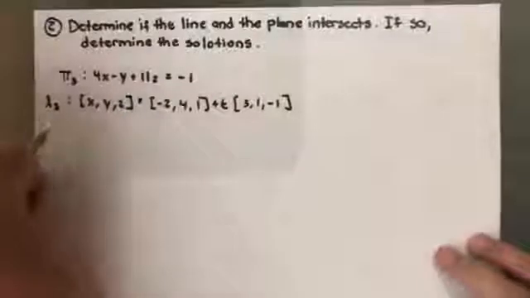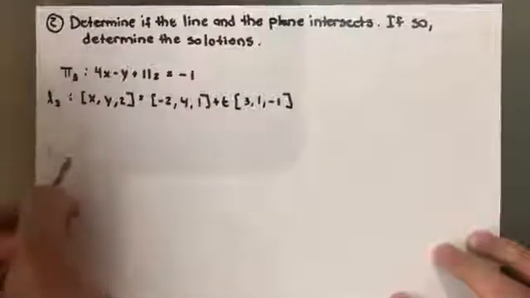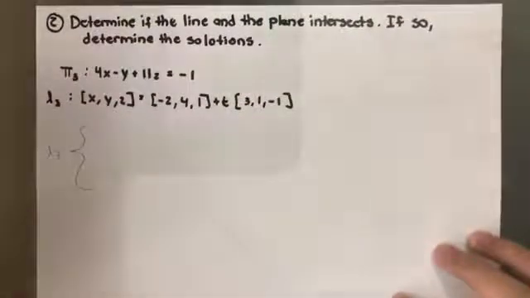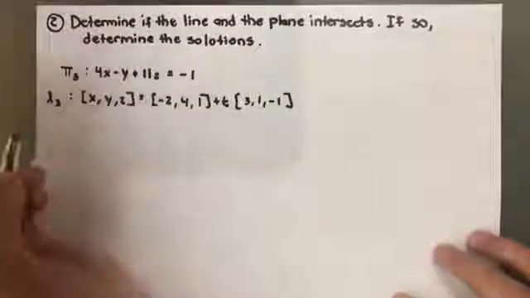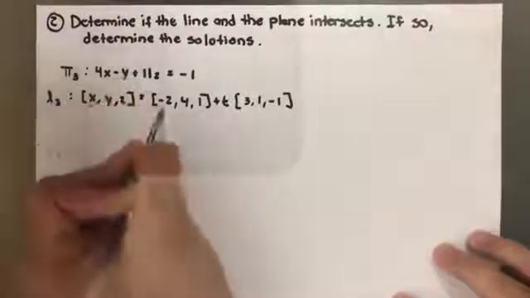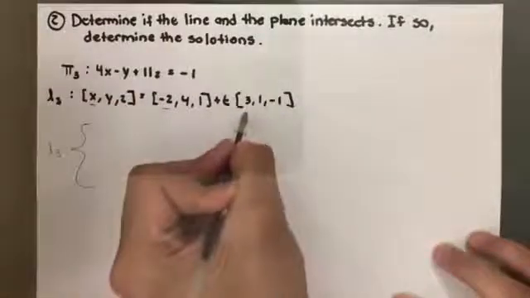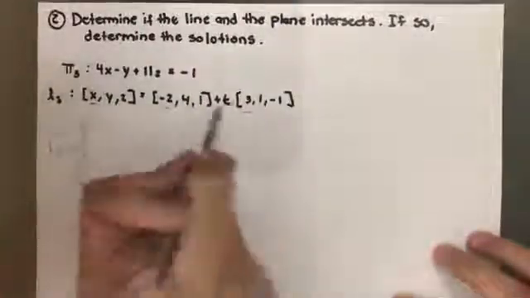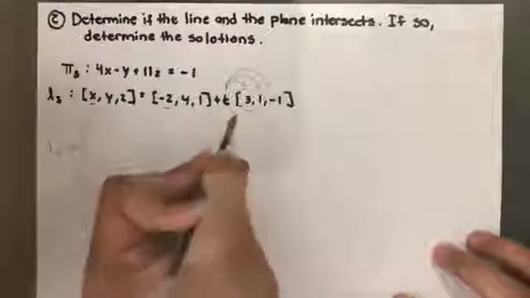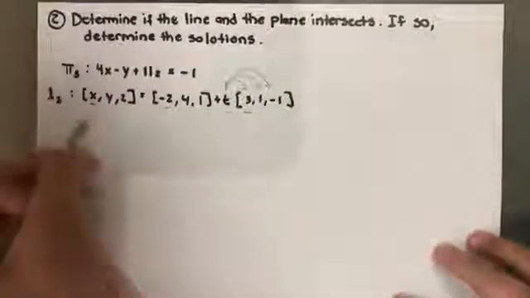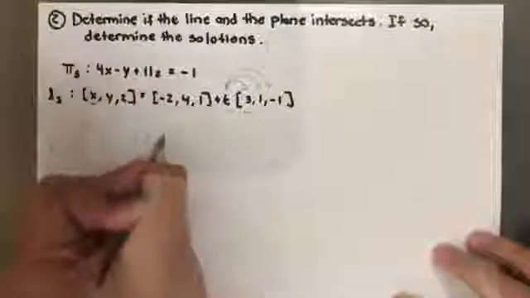So to do this, we're going to write L3 because that's the line. We're going to add the brackets. For x, the first variable, we look at the first value, which is negative 2. We also look at the first value of the direction, which is 3. But remember, this t is multiplying all 3 of these values. So it will be 3t, for instance. So x would equal negative 2 plus 3t.